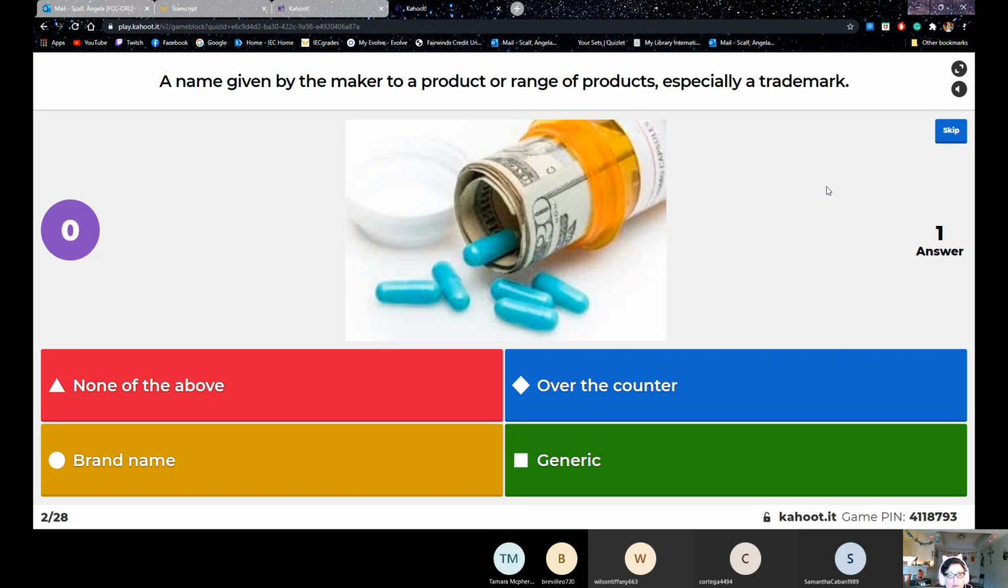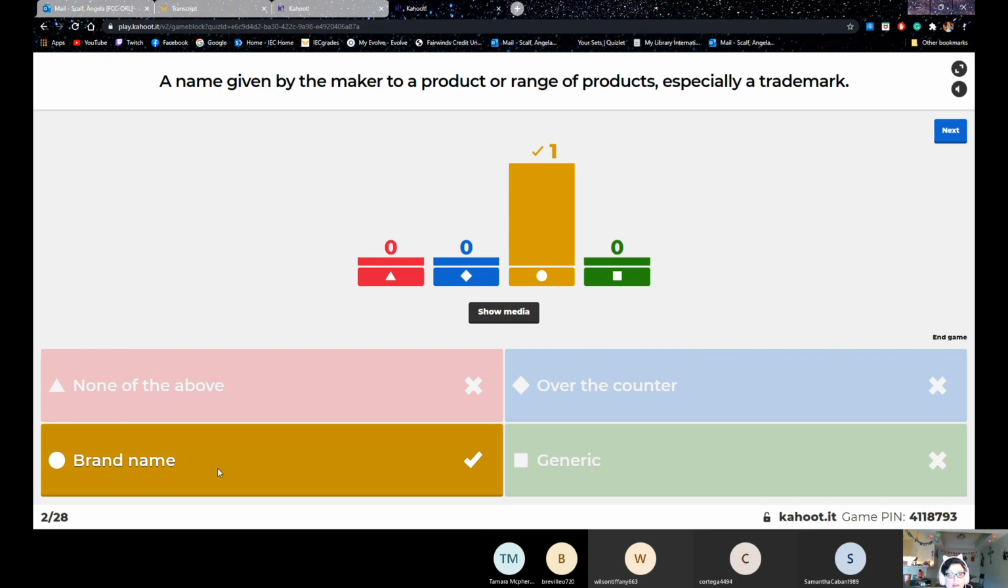Who gets to name the drug? That's right, the brand name, the person, the proprietor, or they also call it what? The proprietary, because that means they came up with it. It's their product. And how long do they hold that patent for? Does anybody remember? Was it 20 years? Yeah, it sure was. Very good.